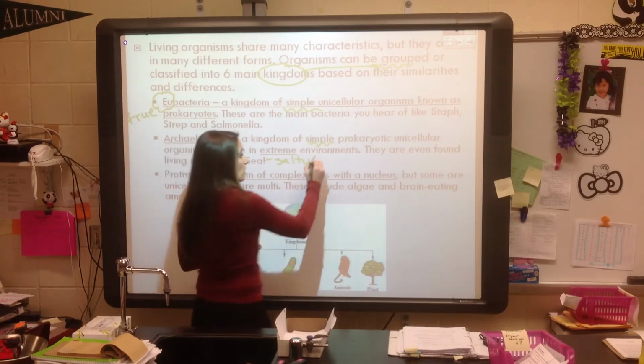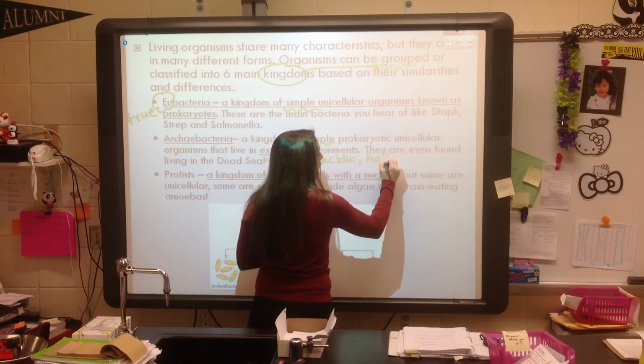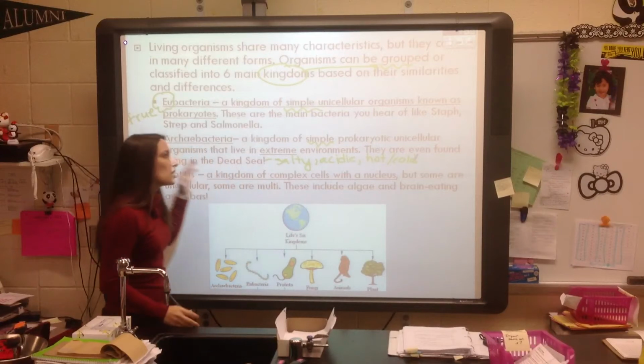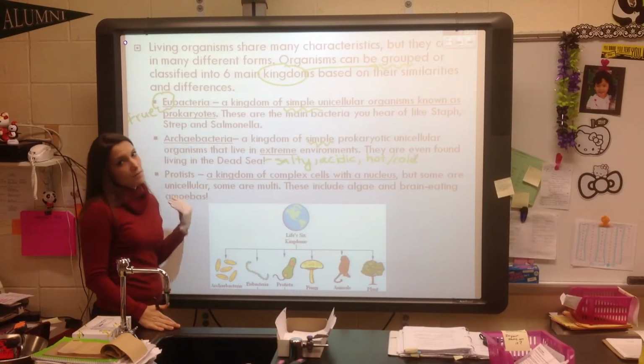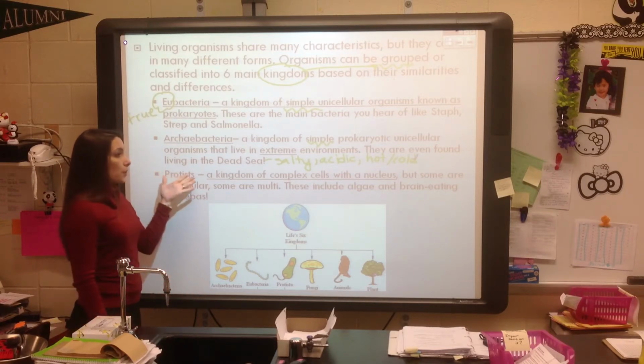They can live in very acidic places. They can live in very hot or cold places. And so these are bacteria that are considered extremophiles. They love extreme environments. We have another group that are called protists.